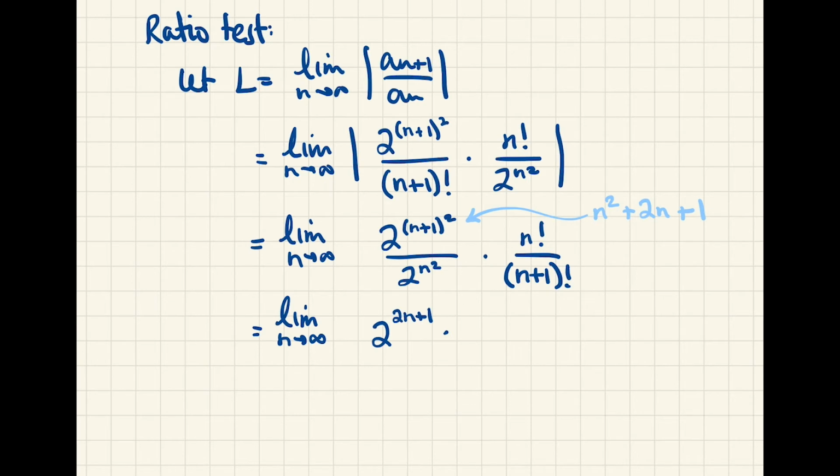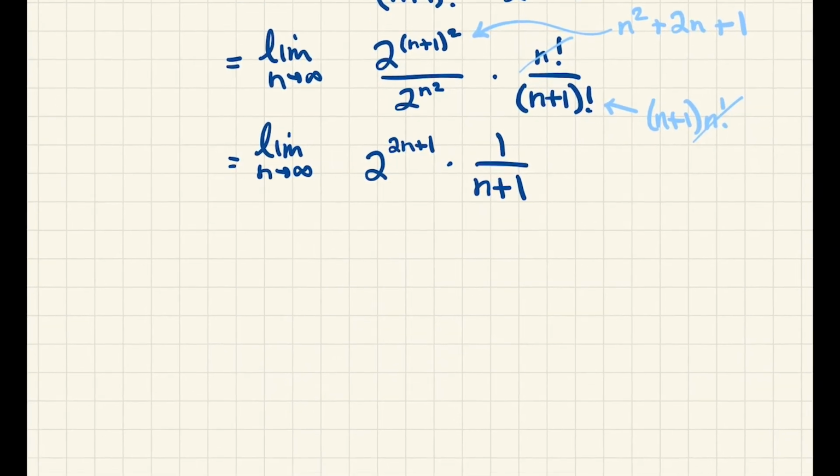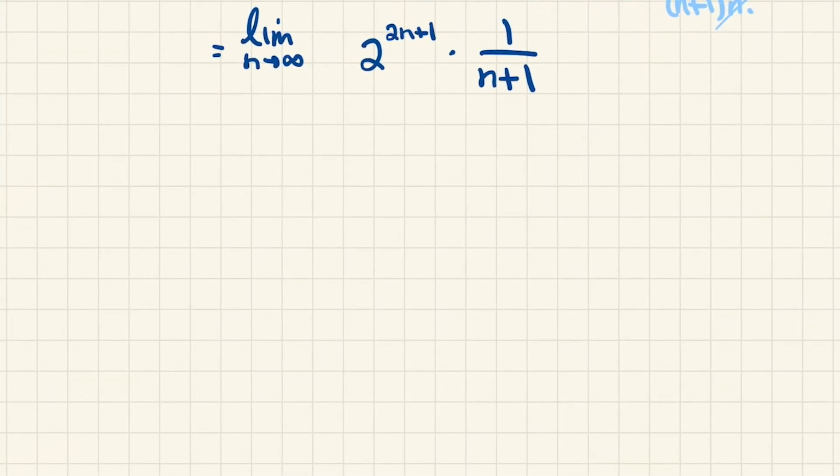We have a factorial battle, and we know that the denominator can be written as n plus 1 times n factorial. So the n factorials will cancel, giving us 1 over n plus 1. So we just have to work out this limit. Okay, well this is like 2 raised to the infinity. So that's going to run off to infinity, but we have infinity in the denominator as well.